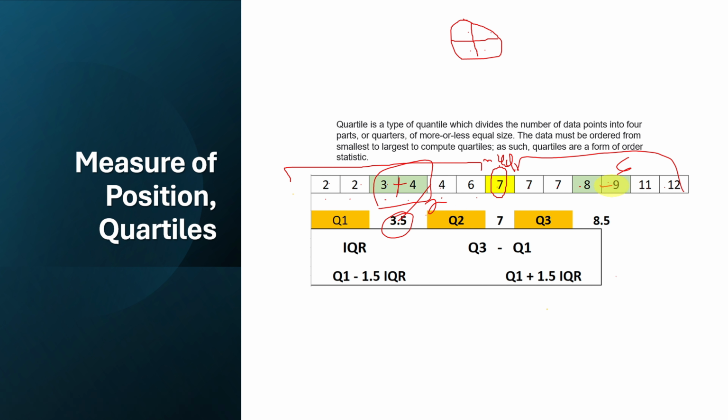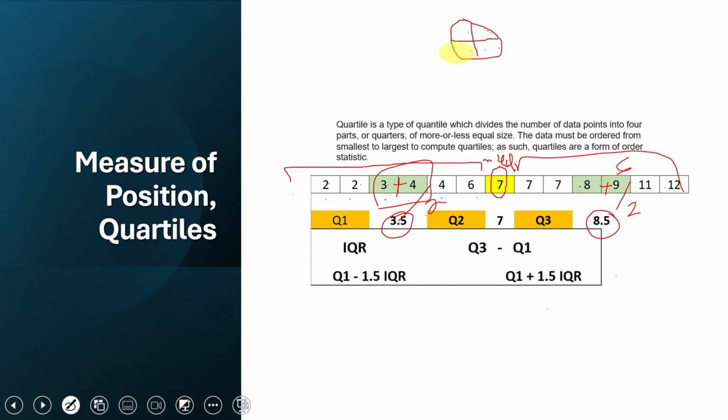Same way you will do over here. 8 plus 9 divided by 2, you will get 8.5. So your Q1 is 3.5. Your Q2 is your midpoint, which is 7. Q3 is 8 plus 9 divided by 2, 8.5. Q4, obviously, is the last one. You know all three, so the last one which is left is your Q4. That's how simple it is.